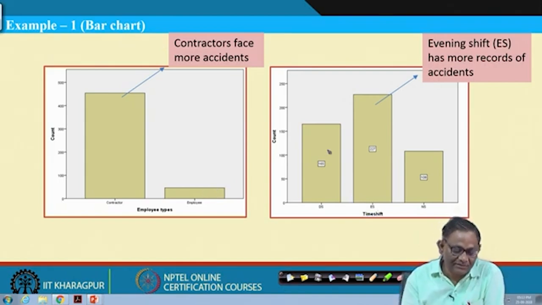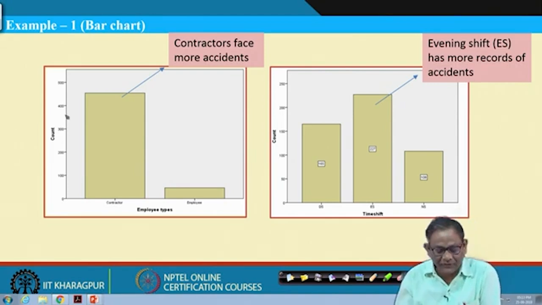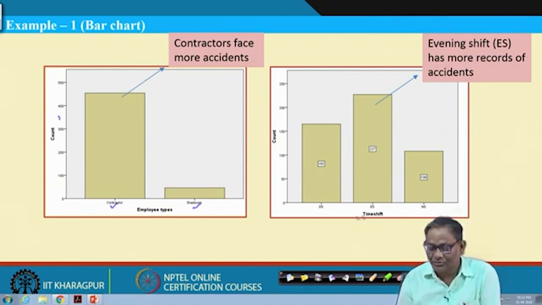Okay, so in the bar chart, on the x axis there will be the categories, and on the y axis there will be the frequency or count. So here, employee type has two categories, contractor and employee, and this side is count. In the case of shift, there are three shifts and the count.